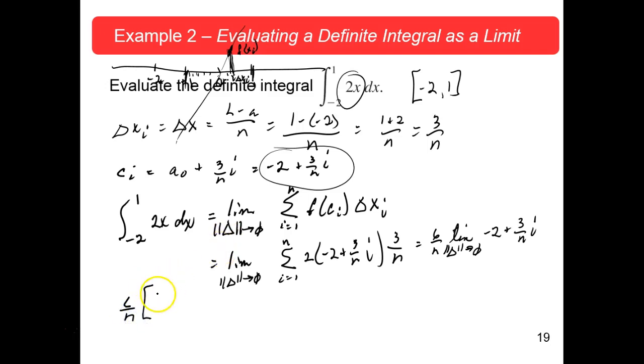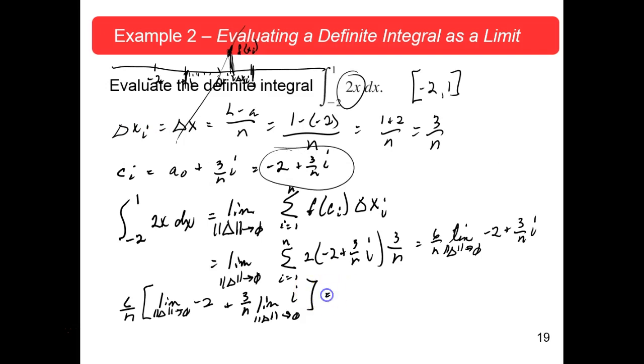Times. Now we're going to break that into two limits. First is going to be the limit as the norm is approaching 0 of -2. Okay? Plus, now I'm going to take the 3 over n out and do the limit as the norm is approaching 0 of I. Okay?